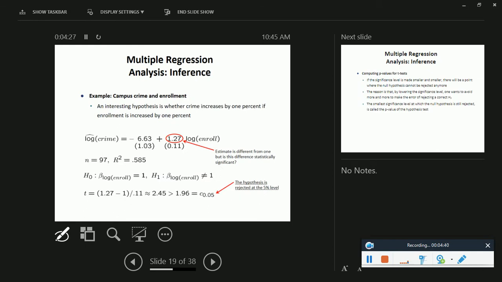So let's look at an example. It's the campus crime and enrollment. An interesting hypothesis is whether crime increases by 1% if enrollment is increased by 1%. Okay, so let's say Wayne State has approximately, I believe, around 32,000 students on the campus, right? So we want to see if more students are enrolling, that means if an additional 1,000 or a few more students are causing more crime on the campus, right?